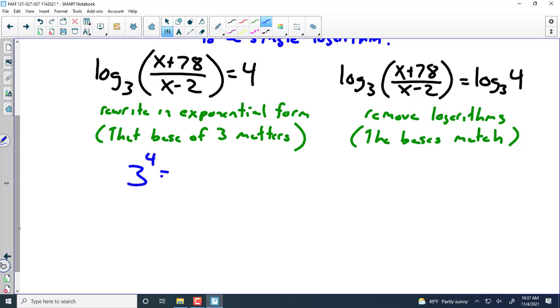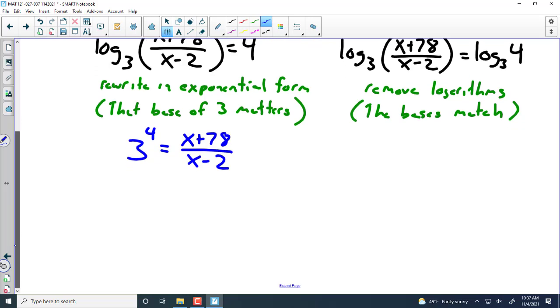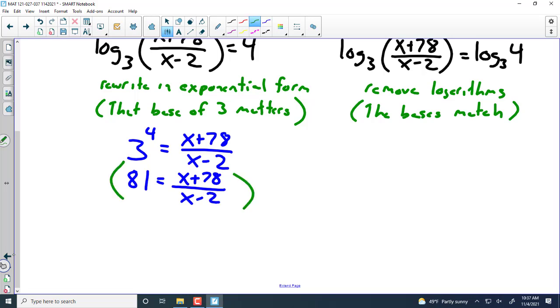4 equals x plus 78 over x minus 2. Okay, then I guess we better do a little bit of math here. So 3 to the 4th is what? 81, okay, good. And then I'm going to multiply both sides by x minus 2 to get rid of the fraction. Sound okay to everyone? Okay, and that's going to give me 81x minus 162 equals x plus 78.